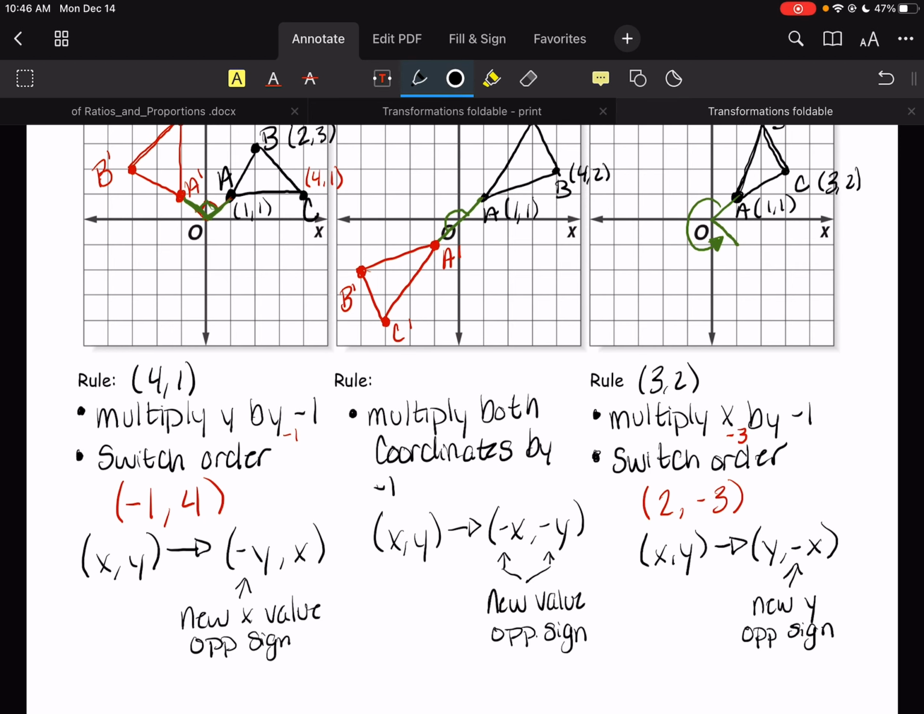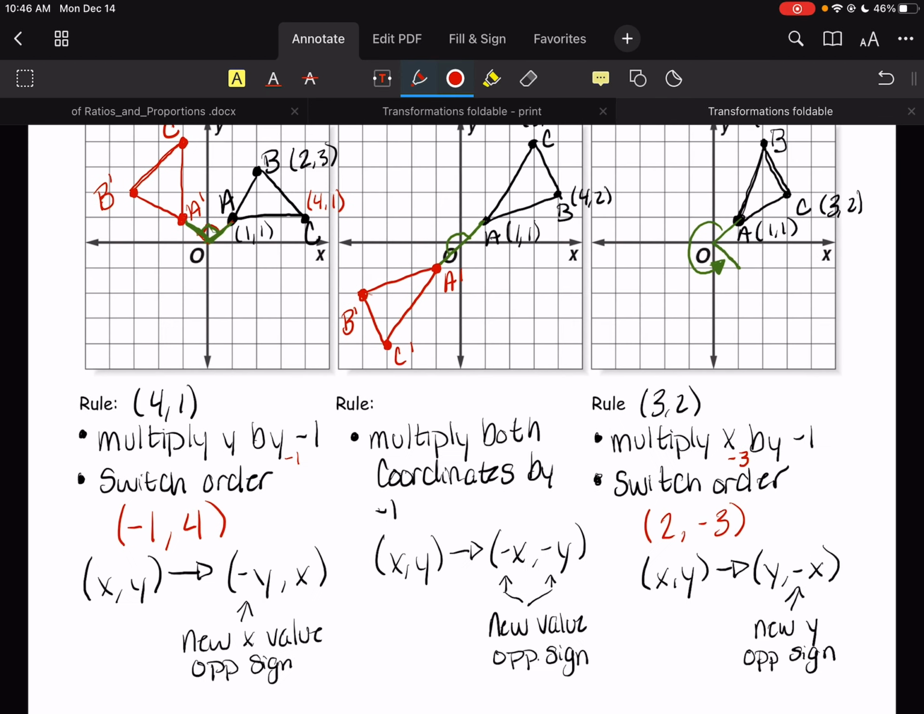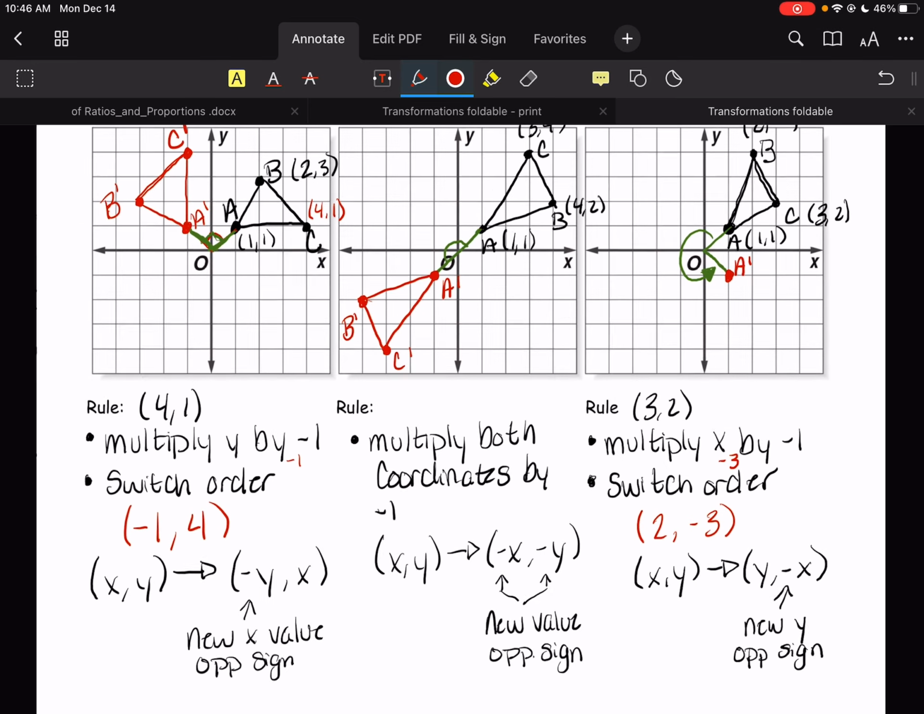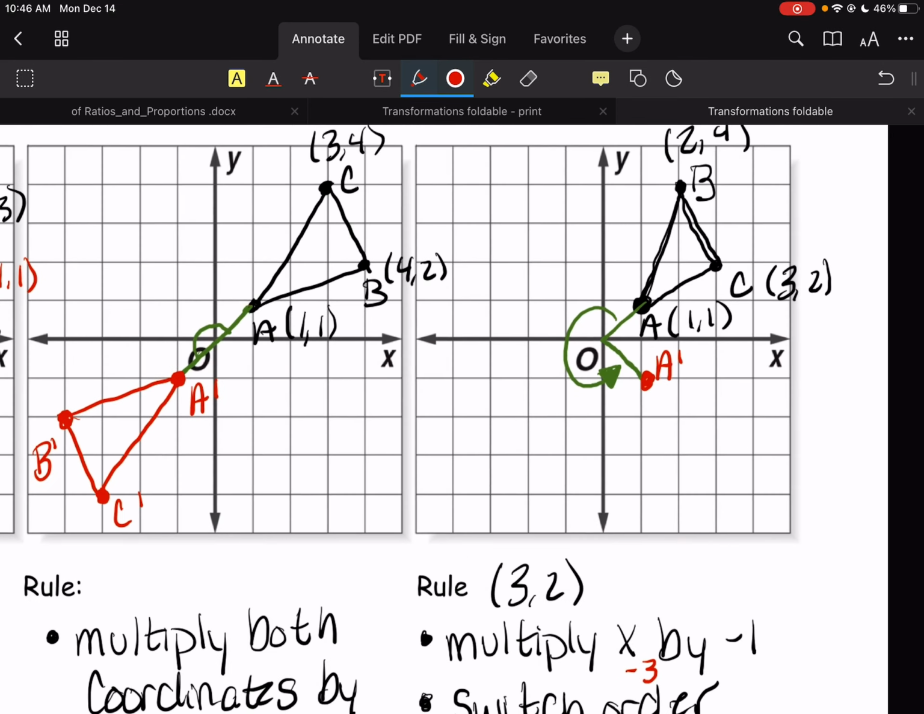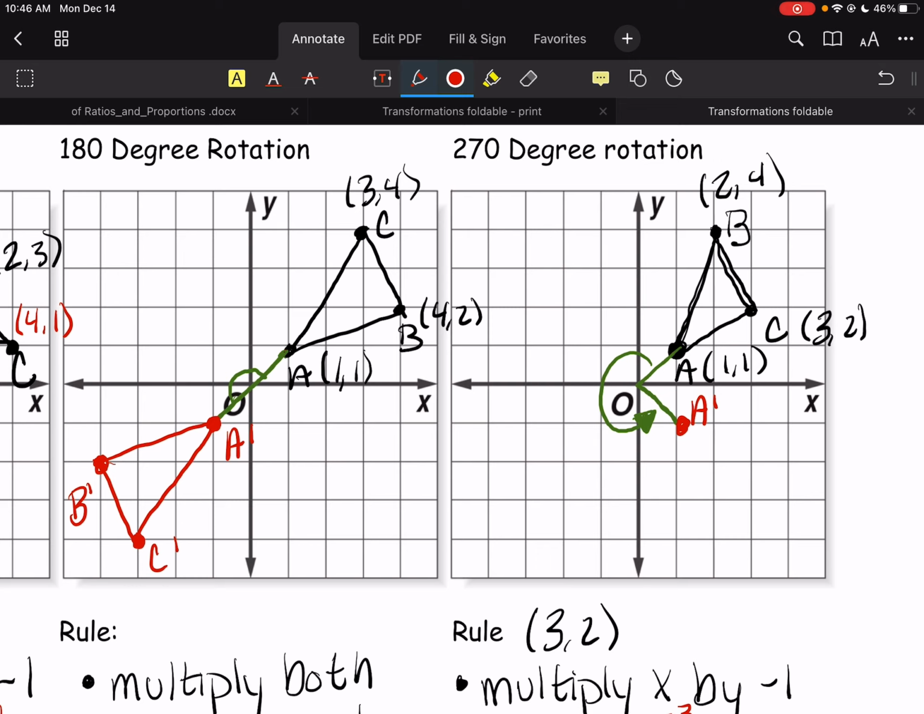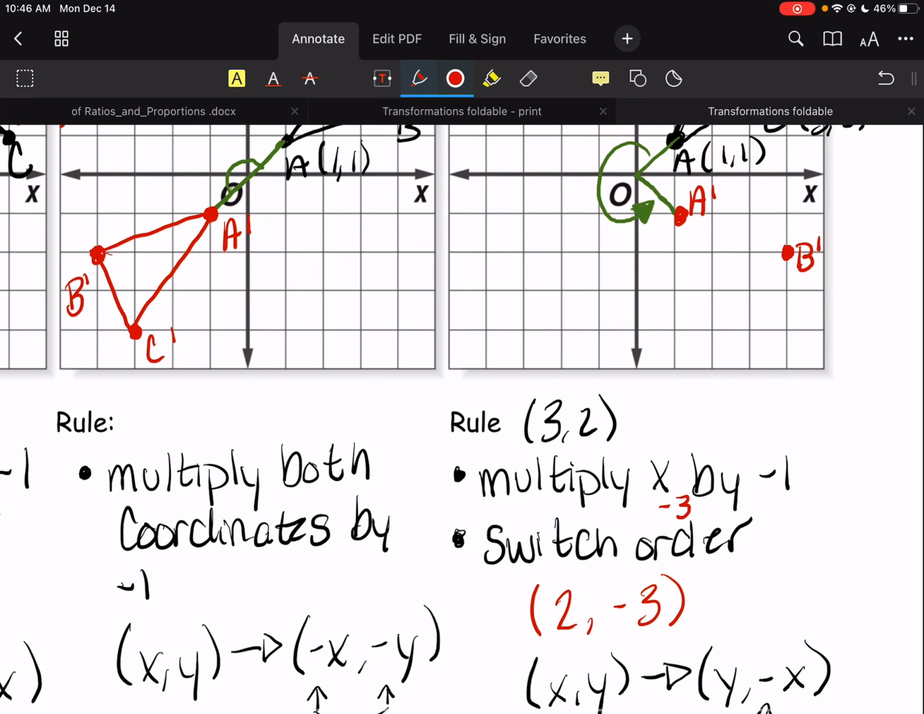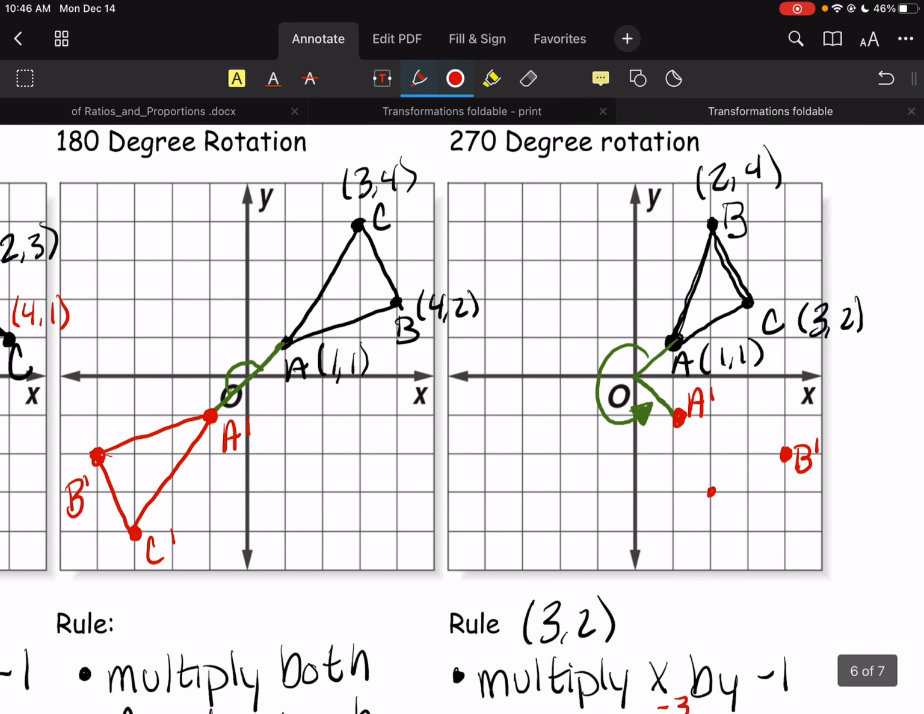So let's go ahead and rotate that object. So I'm going to have 1, 1, which will become 1, -1. So my new A is going to be here. B was 2, 4, so now it's going to be 4, -2. And C was 3, 2, and as we discussed before, it's going to become 2, -3. And connect your points.